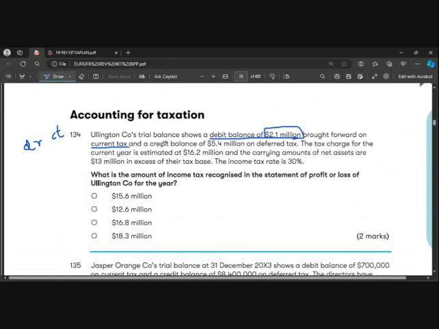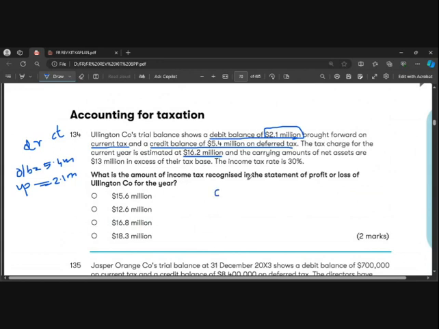They're telling you the credit balance on deferred tax is 5.4 million. What is this amount? Opening balance. Yes, opening balance. So remember, a credit balance on deferred tax is like an opening balance. So our opening balance is 5.4 million, and our under provision is 2.1 million. Now our current year estimate is 16.2 million.